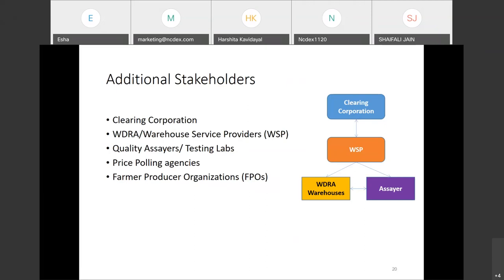SEBI has framed the SOP for WSP under which he has to function. Then he has to comply with the know your depositor criteria, capital net worth, as already told you. Then there should not be any conflict of interest. Means the managerial or key personnel of WSP should not have any trading interest. He cannot trade in those commodities for which WSP is functional, the accredited commodities or goods in their warehouses.